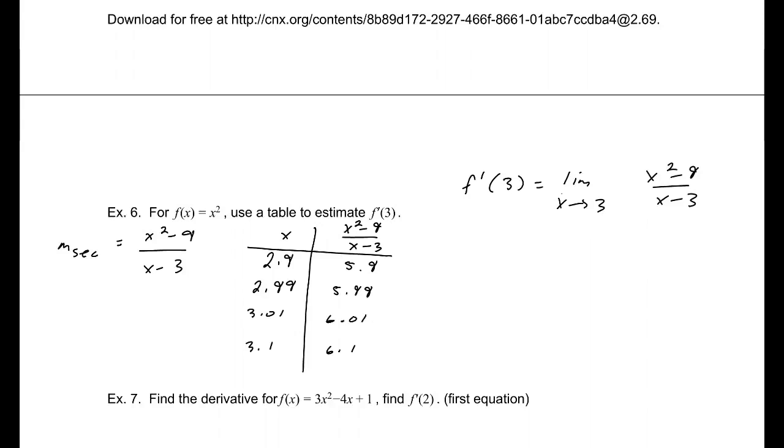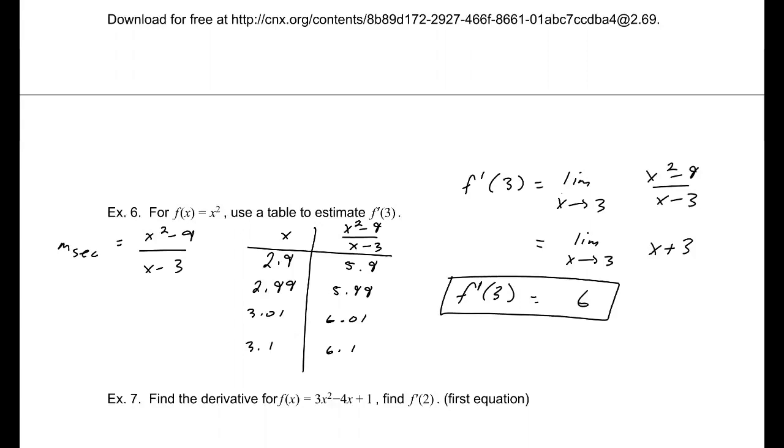Now, if we evaluate the limit itself, that is the limit as x approaches 3 of x plus 3, because it cancels, and our limit is 6. So based on a table, we can estimate f prime of 3 to be approximately 6. But from our limit definition, f prime of 3 is equal to 6.